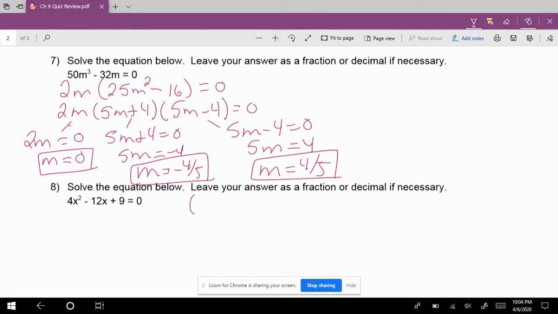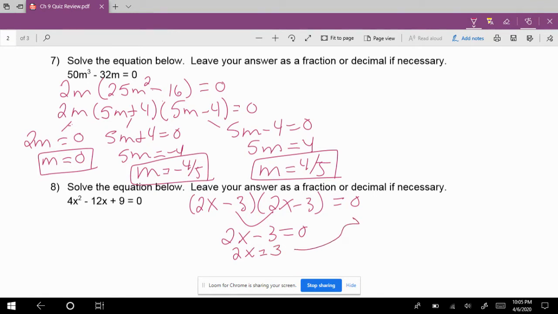That would factor out to be 2x minus 3 times 2x minus 3. And because those are the same, you only have to show us once. So 2x equals 3. I'm kind of out of space, so I'm going to go over here. Divide by 2.